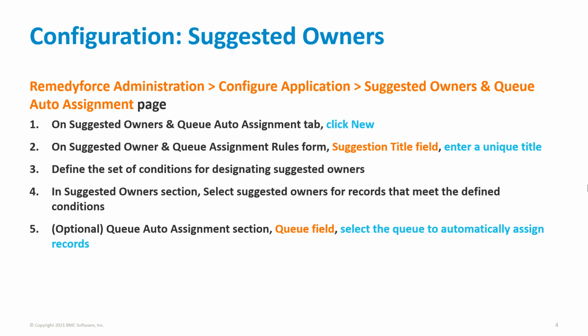On the suggested owner and queue assignment rules form, for suggestion title, enter a unique title, and define the set of conditions for designating suggested owners. In the suggested owners section, select suggested owners for the records that meet the defined conditions. There is a queue auto assignment section. In that queue field, you need to tick where the record will be assigned to that particular queue automatically. We will see this in the demo.